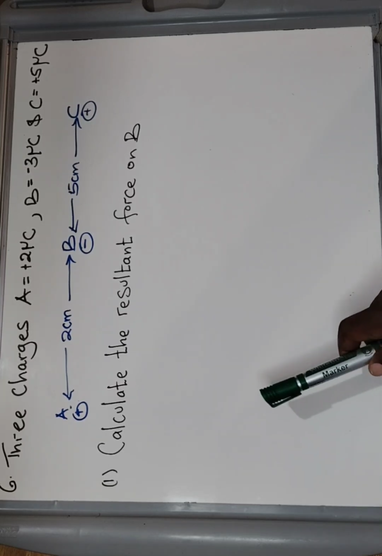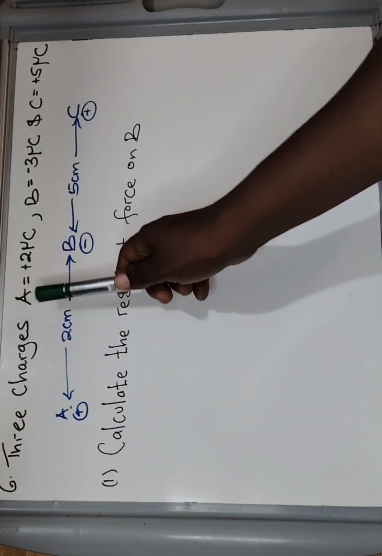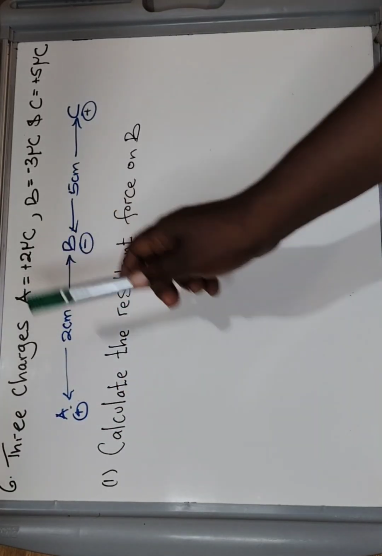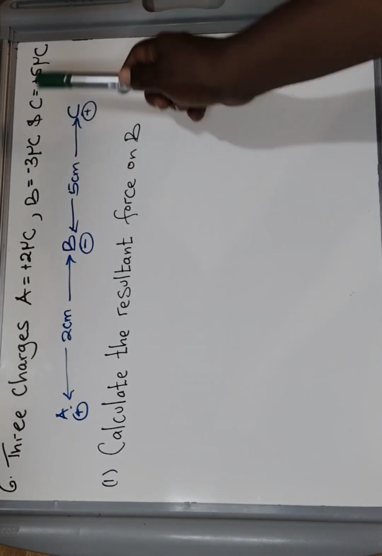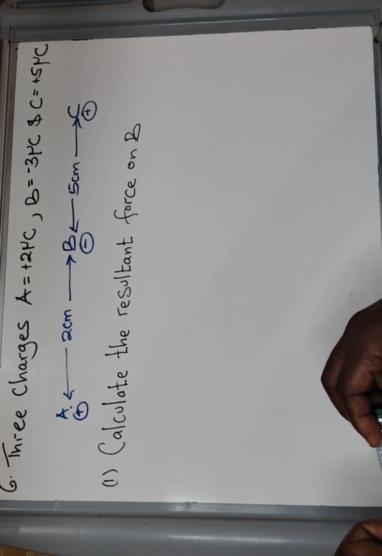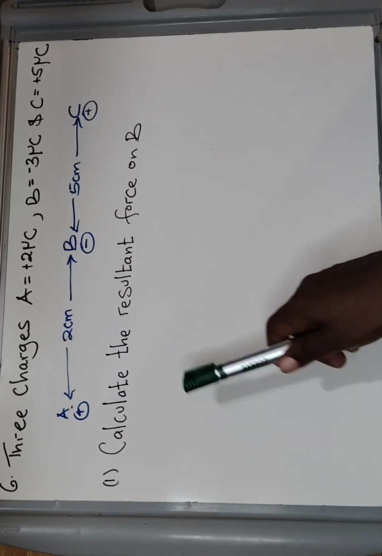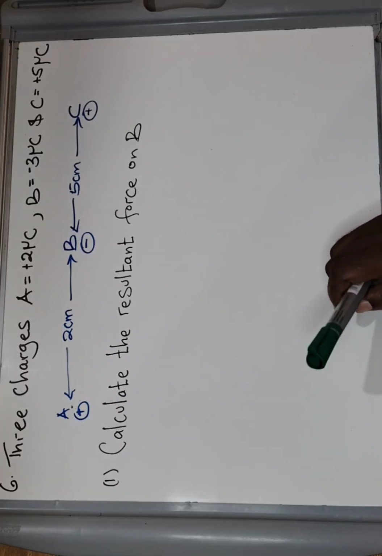Yes, we are looking at this question. It says three charges, A, B, and C, are arranged as shown below. And the question says, calculate the resultant force on B.